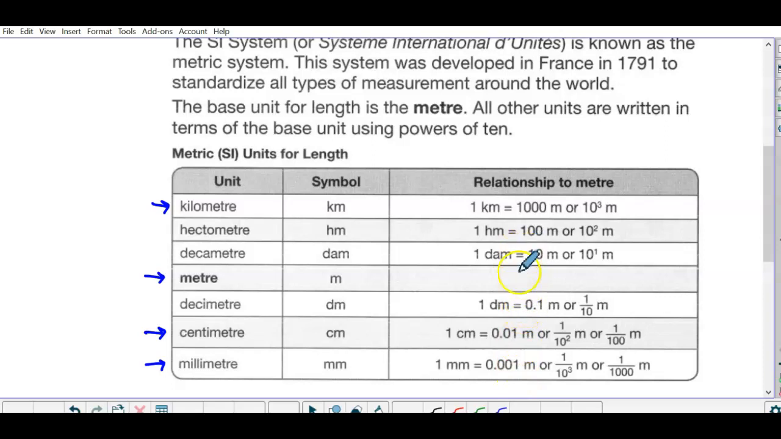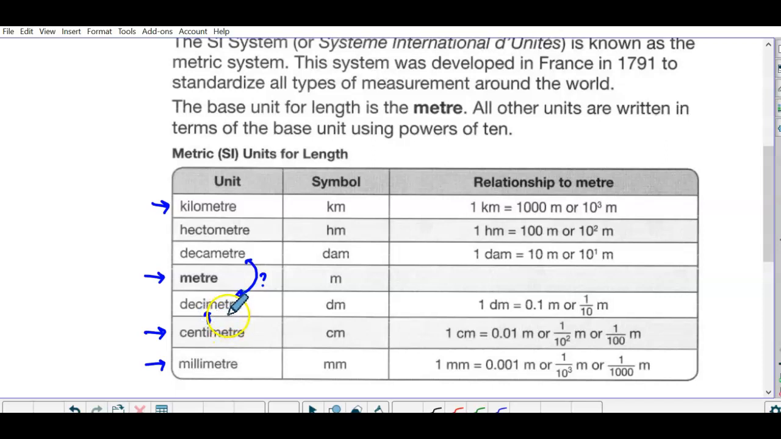So 0.1 of a meter is a decimeter. A lot of times people get these mixed up, right? Deca and deci. So think of centimeter with an I. So these are close together.